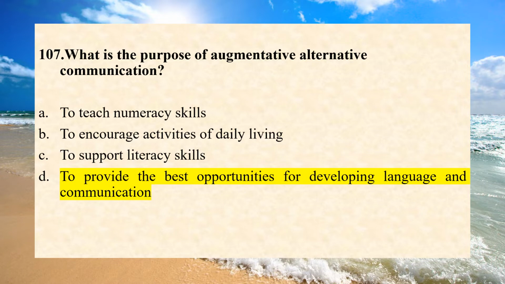Answer is D. Augmentative and alternative communication is a different way to communicate for the impairment and disability pattern of individuals with a severe expressive communication disorder. The augmentative alternative communication purpose is to provide the best opportunity for developing language and communication.